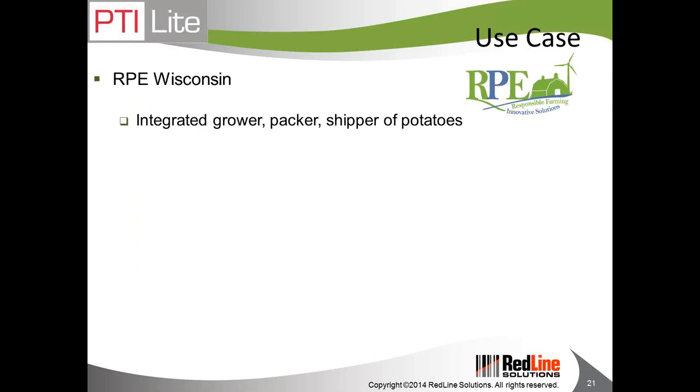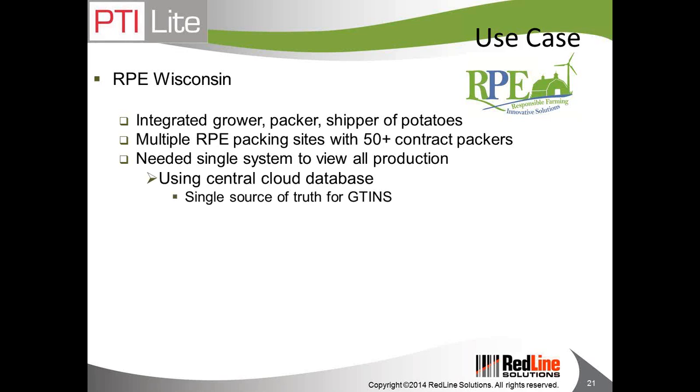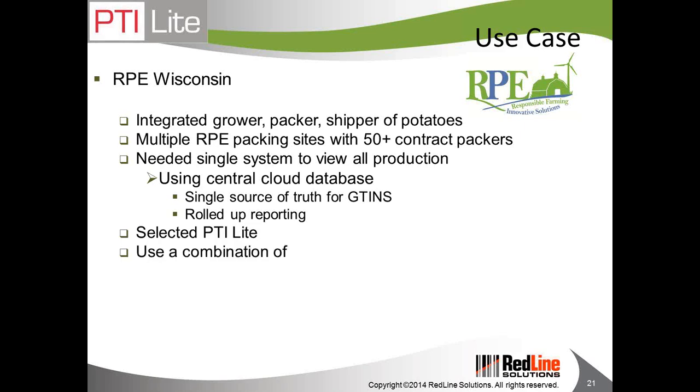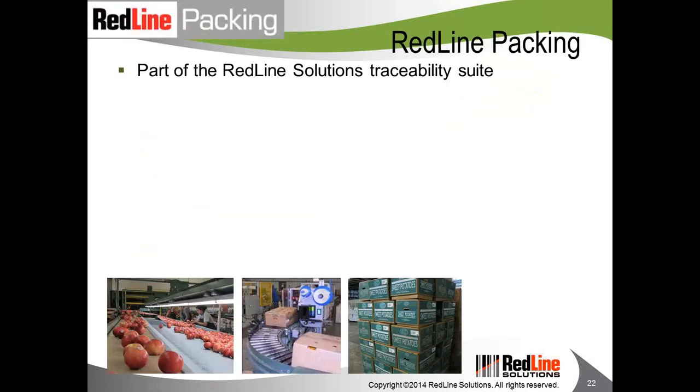If we look at one of our current users of PTI Lite, RPE out of Wisconsin, they're an integrated grower, packer, shipper of potatoes, and they have their own packing facilities as well as 50+ contract packers. They needed a single system to allow them to view production from all of their packing locations and are using a central cloud database. This gives them a single source for the G10s and the rolled up reporting of all of the production from their own sites as well as the contract sites. They're using PTI Lite, and they use a combination of print on demand, print, rewind, and apply, and print and automatically apply. This was all done to meet the Wal-Mart requirements.